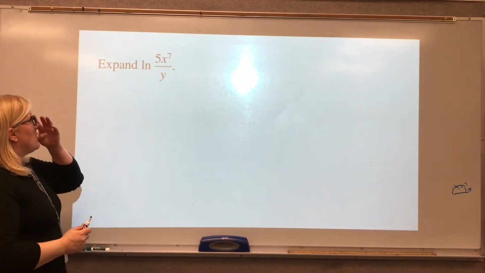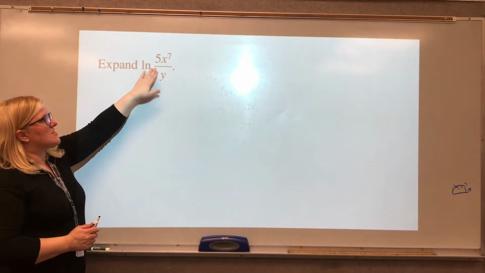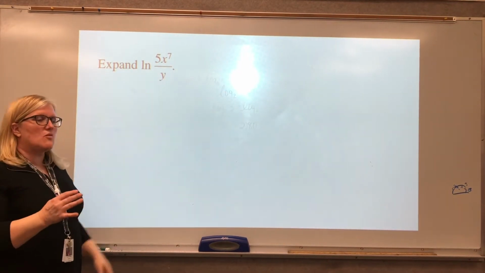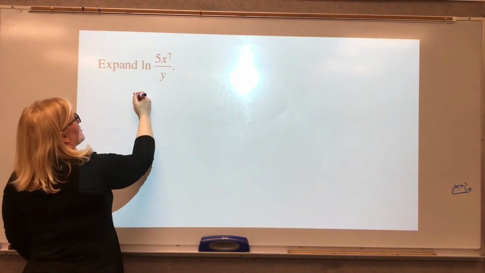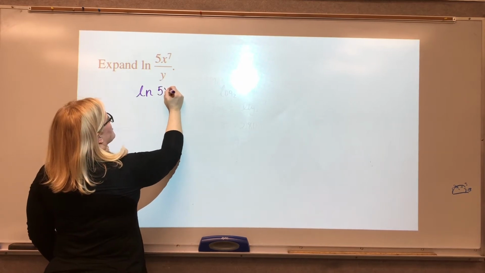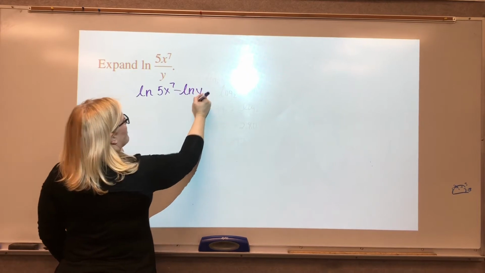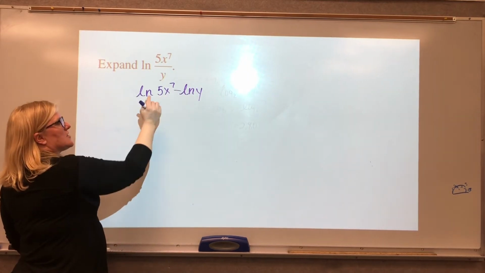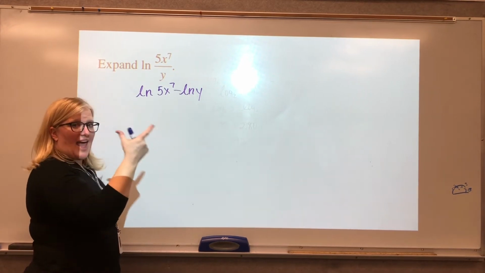The first example wants us to expand the natural log of 5x to the 7th over y. Okay, so let's remember the things that we learned. The main thing that's happening here is we have a division problem. So I've got natural log of 5x to the 7th minus the natural log of y. But now I've got things that are being multiplied. So I know that when they're being multiplied, I split them up and I add them.